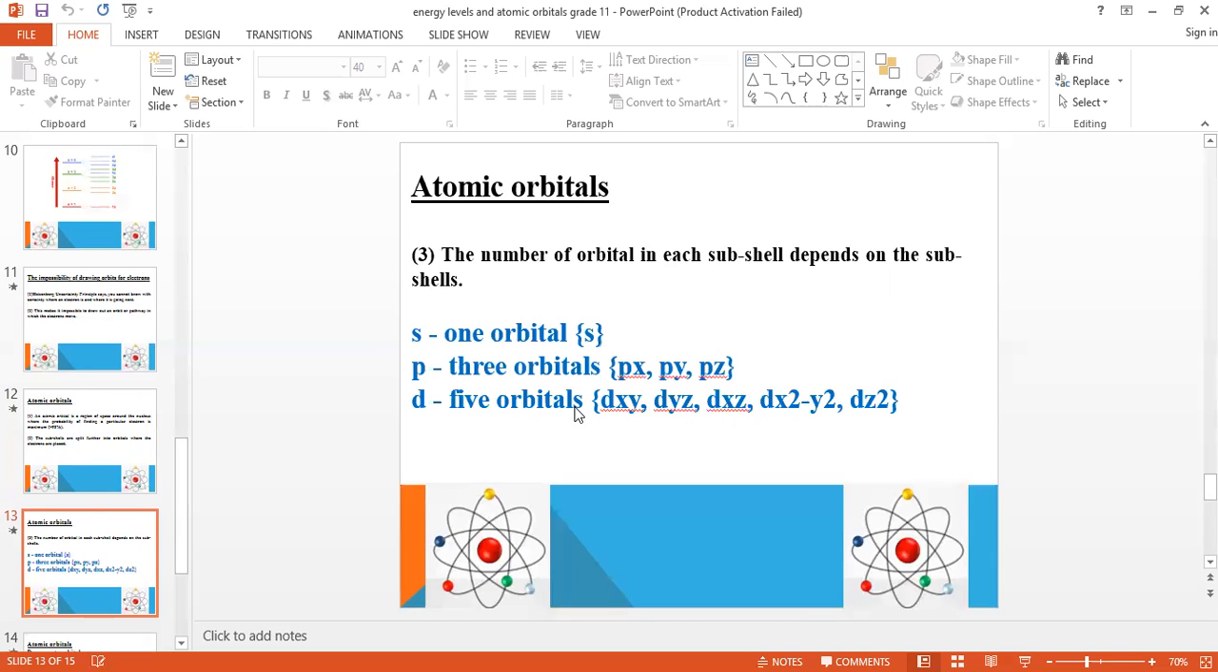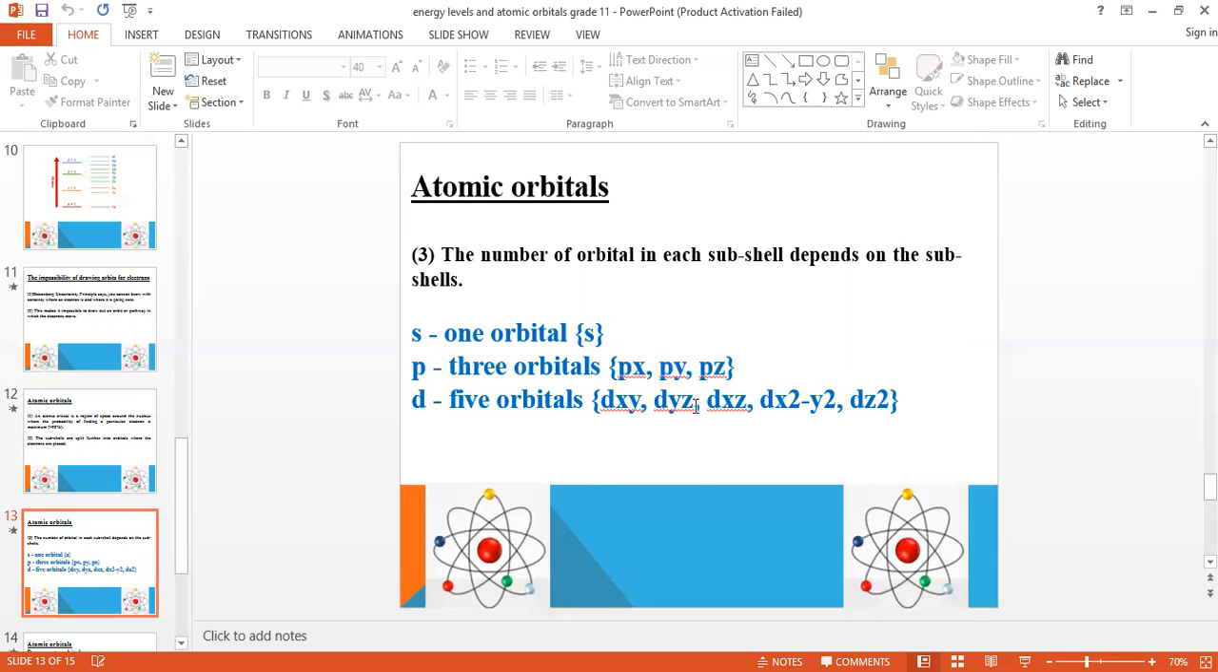So P has 3: Px, Py and Pz. Understand how many P orbitals? Any problem? Now D, how many? 5. For D you just need the number, but for P you must know Px, Py and Pz. It is in your syllabus. F has 7. There is no need to explain D as dxy, dyz, dxz, dx square minus y square, and dz square. Total it becomes 5.